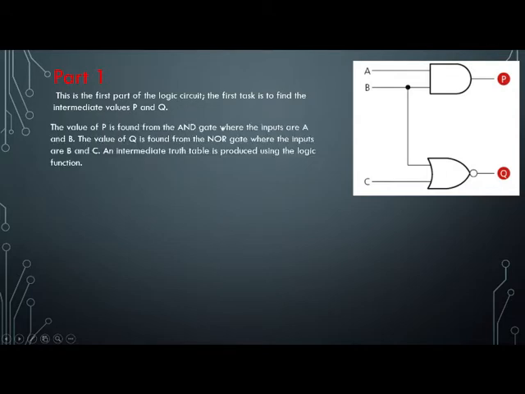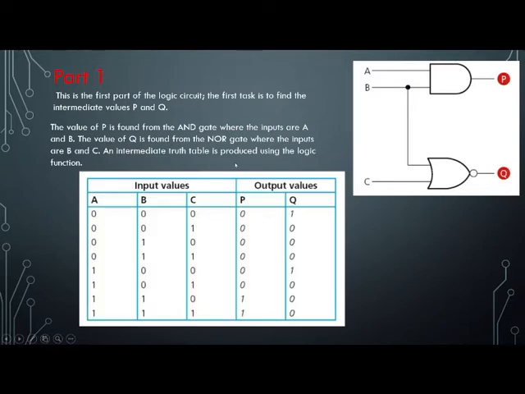The value of P is found from the AND gate. This is the AND gate, and this is the NOR gate. The AND gate has inputs A and B, and it produces P. Similarly, B and C are the inputs of a NOR gate, and they produce Q. What will be the intermediate truth table? Let's see. It will look like this.